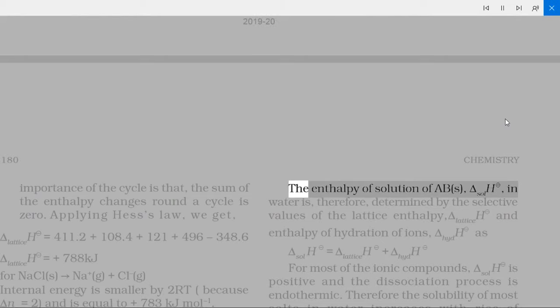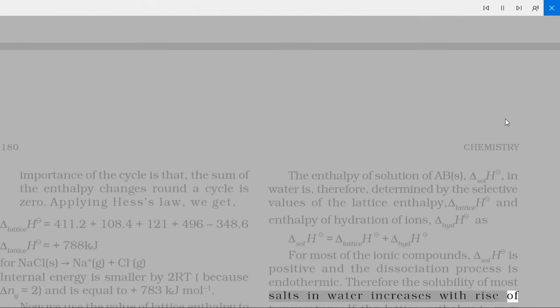Chemistry 180. The enthalpy of solution of AB(s), ΔsolH, in water is, therefore, determined by the selective values of the lattice enthalpy ΔlatticeH and enthalpy of hydration of ions, ΔhydH, as ΔsolH = ΔlatticeH + ΔhydH. For most of the ionic compounds, ΔsolH is positive and the dissociation process is endothermic. Therefore, the solubility of most salts in water increases with rise of temperature.